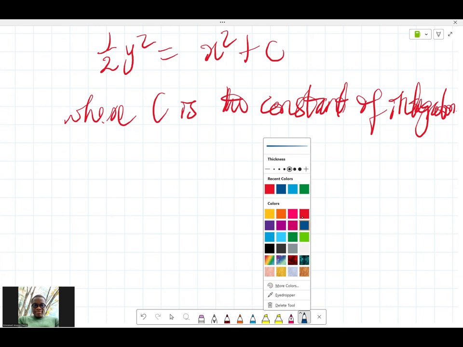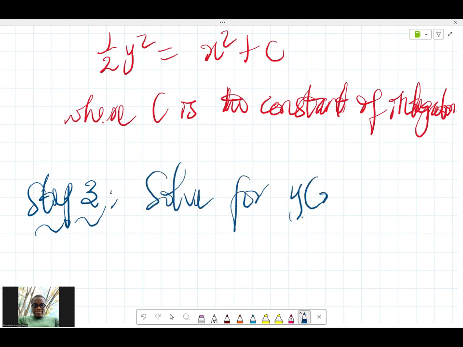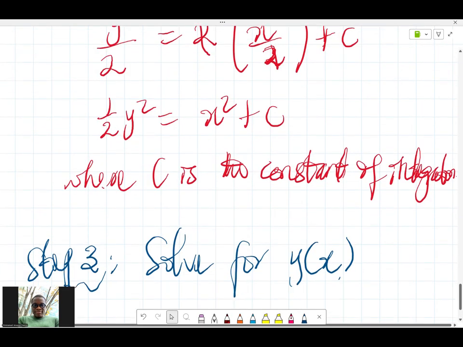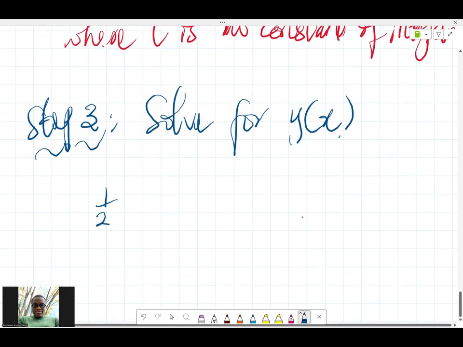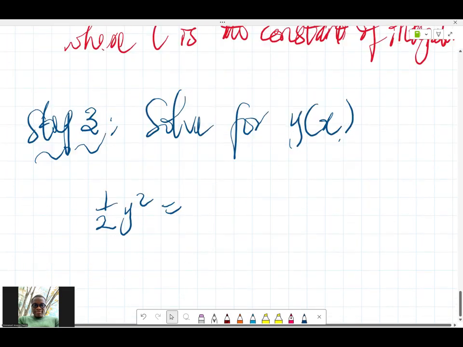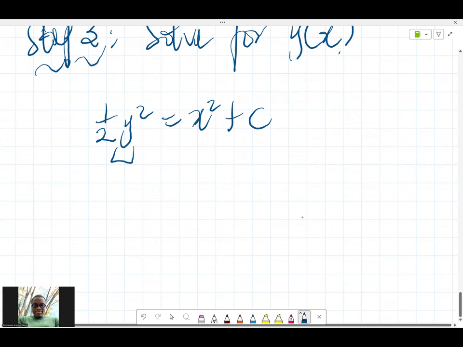Now step three is to solve for y of x. From what we have up here, we are looking for y. So we have half y squared equals x squared plus c. Since y has a fraction half beside it and a power on top, the first thing we can do is multiply through by 2 to remove the fraction, and afterwards we can take square roots to remove the power.